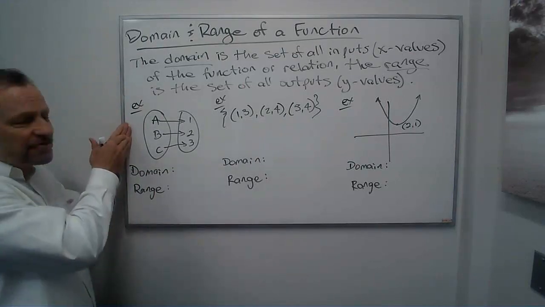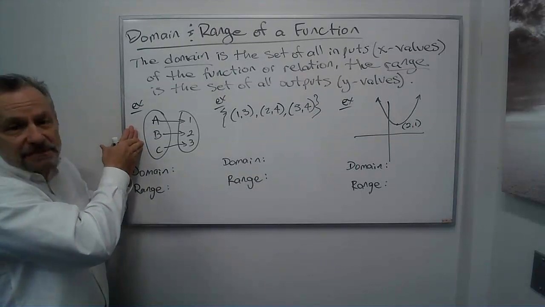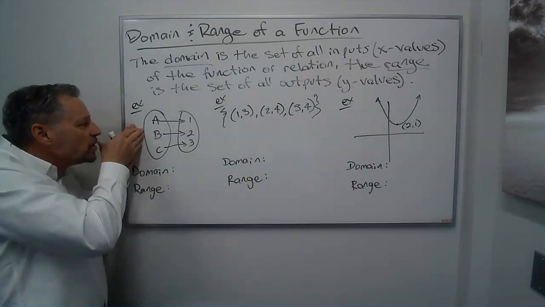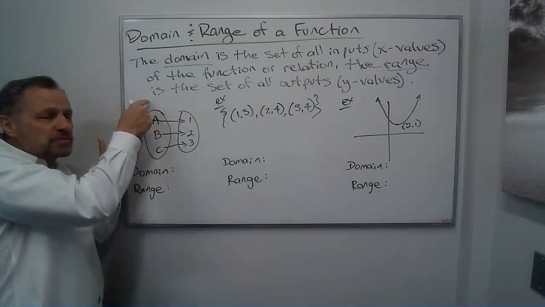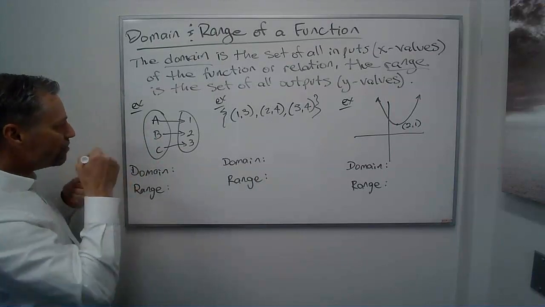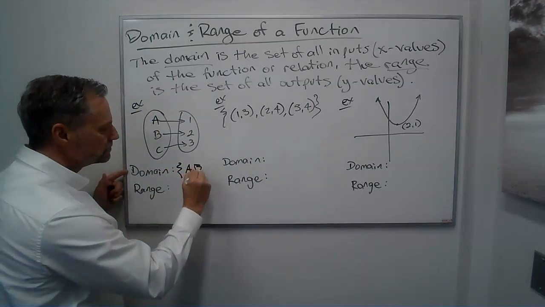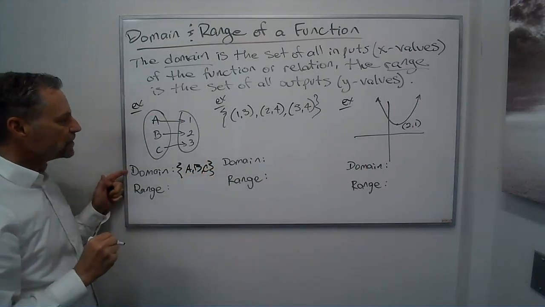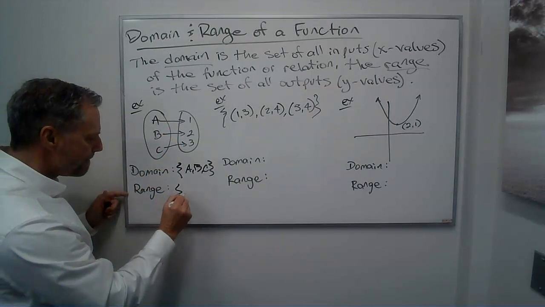So I've got a function here. It's starting from this ellipse over here, going from this side. The arrow says, okay, it's going from the left side to the right side. Well, this is where we start. That's my input. This is going to be the domain. So the domain are these three values, A, B, and C. The range are the outputs, in this case, 1, 2, and 3.